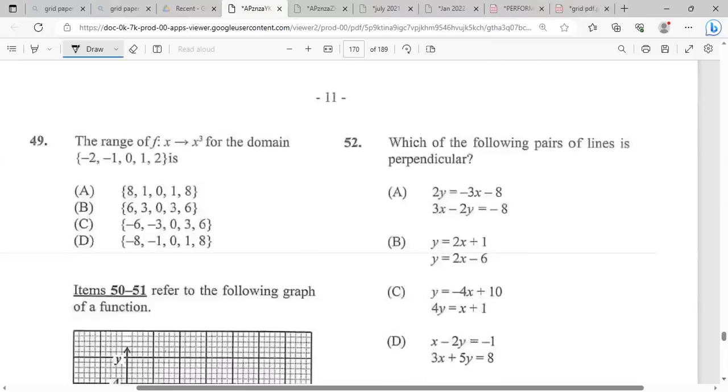All right, so for the last one now, not the last one, 49. The range of x cubed for the domain. So first we just check out the negative 2, which is negative 2 raised to the third power. That means negative 2 times negative 2 times negative 2, which gives us negative 8. So once we get this, it is the only one with negative 8.